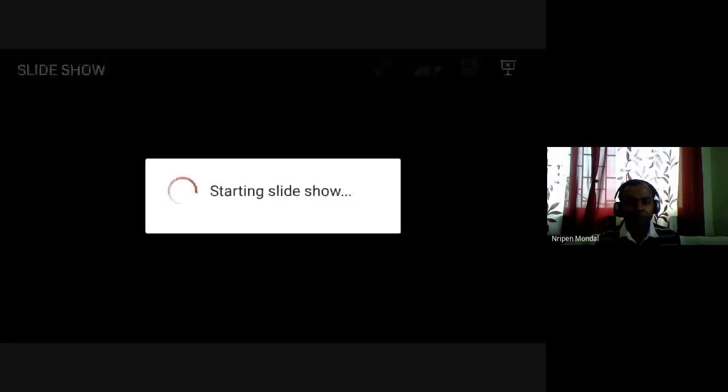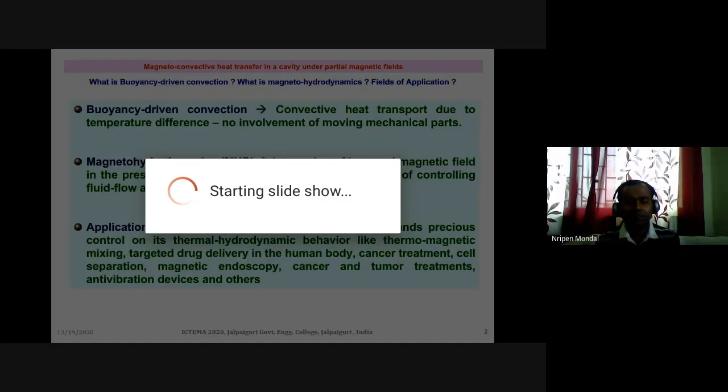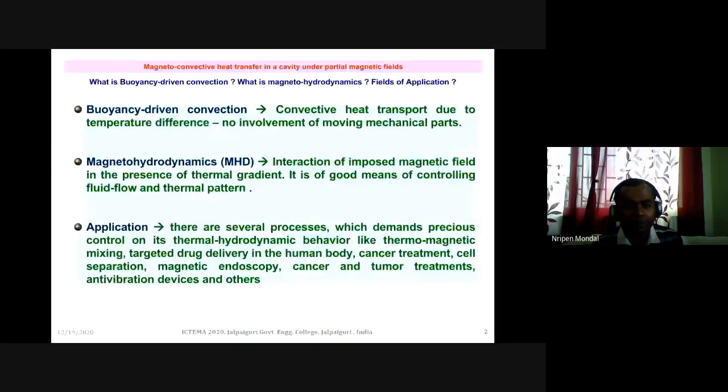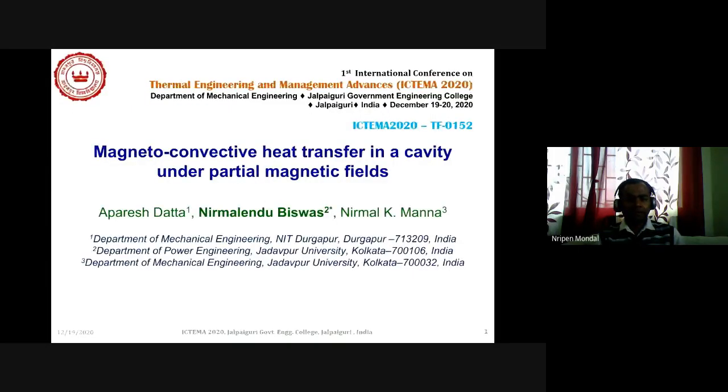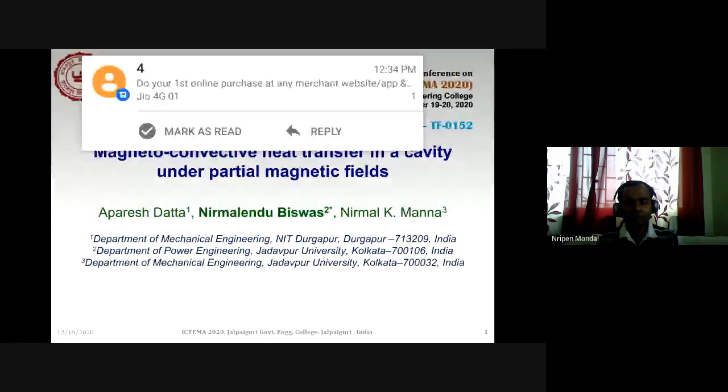Very good afternoon. Myself, Nirmalendu Bishwas from Jadavpur University, Department of Power Engineering. And I am going to present our paper, Magneto Convective Heat Transfer in a Cavity Under Partial Magnetic Fields. Our co-authors are Aparesh Datta from NIT Durgapur and Professor Nirmal Kumar Manna from Jadavpur University.